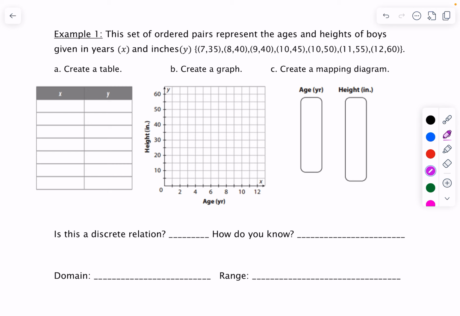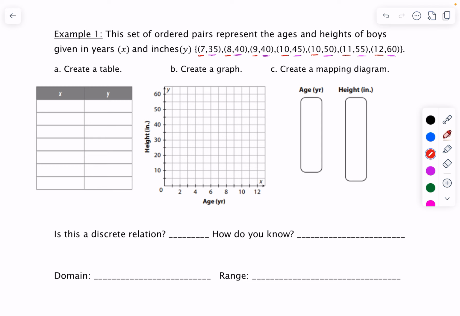So in example 1, here's a set of ordered pairs that represent the ages and heights. It's the same ordered pairs that we worked with before, but now we're going to use them to describe more specifically what they look like in these different representations. So let's first create a table. A table lists your x and y values, all of them. So my x values we already found. I'm going to underline them again in red, and your y values are what I'm underlining in this purple color.